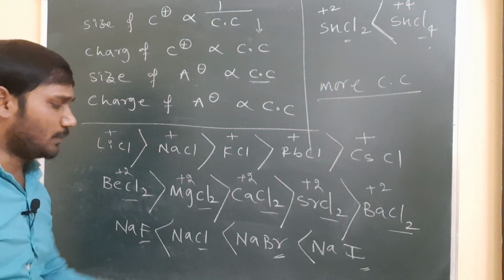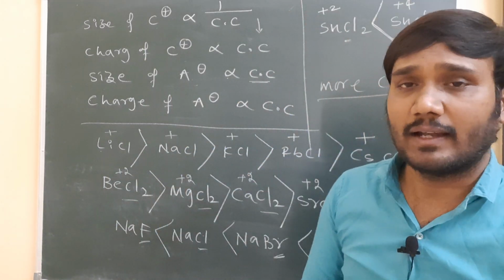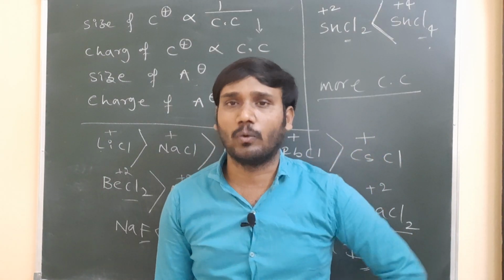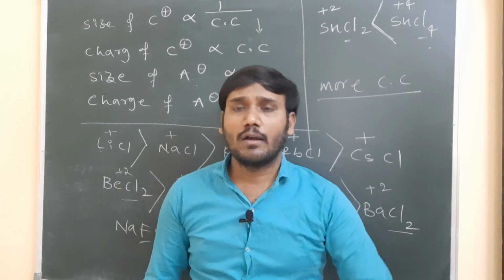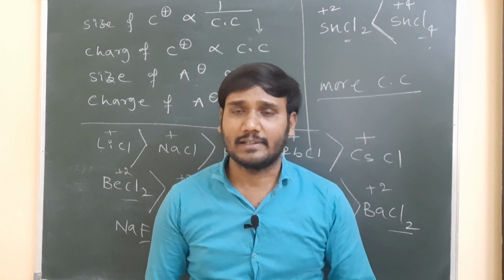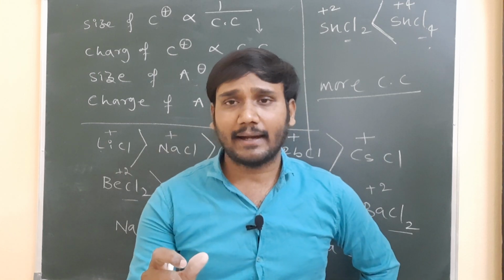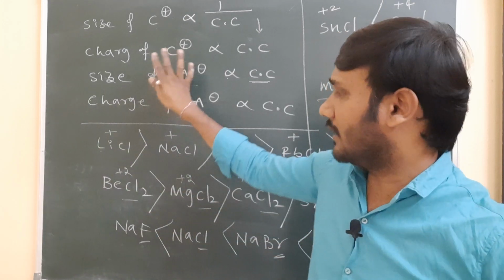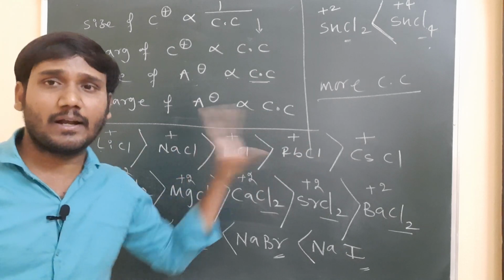So this is with respect to Fajan's rule. We can say which has more covalent character and which has less covalent character. So we can understand one thing from here. No ionic compound is 100% ionic. Some amount of covalent character is present. Even sodium chloride, sodium fluoride, cesium chloride, everything has some amount of covalent character. So the covalent character in an ionic compound we can explain with the help of Fajan's rule, right?